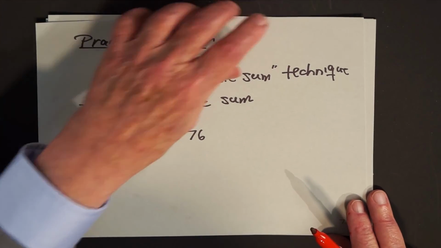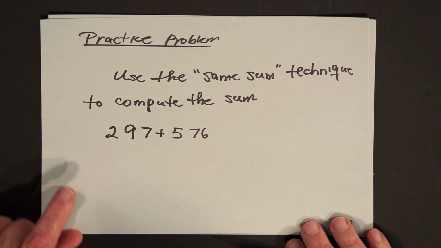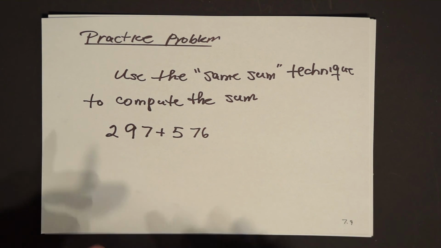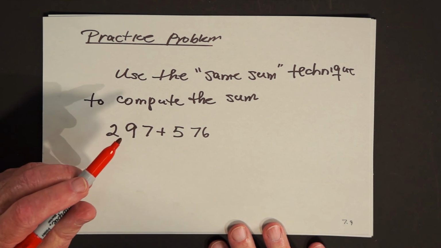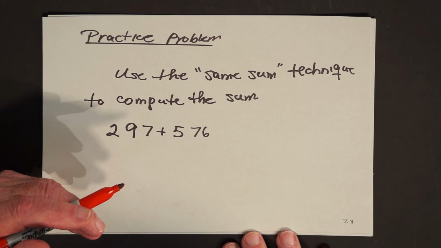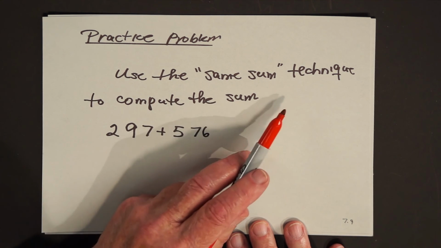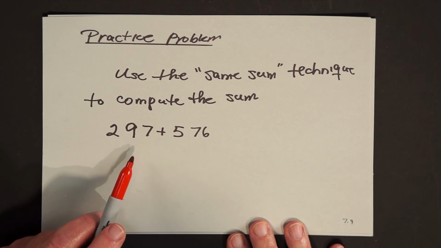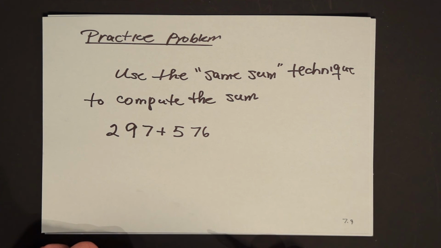And I remind you again, you pause the tape as you look at the practice problem, do the problem. After you do the problem, then you resume the video and look to see what my solution was and what comments, if any, I make about the solution. So here's the practice problem. It says, use the same sum technique to compute the sum 297 plus 576.